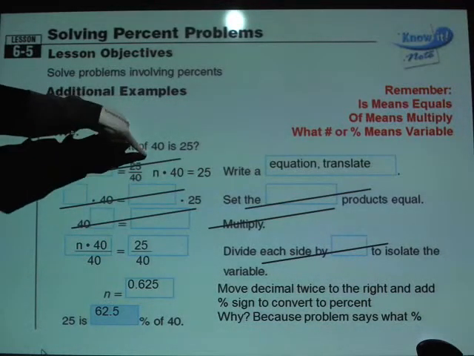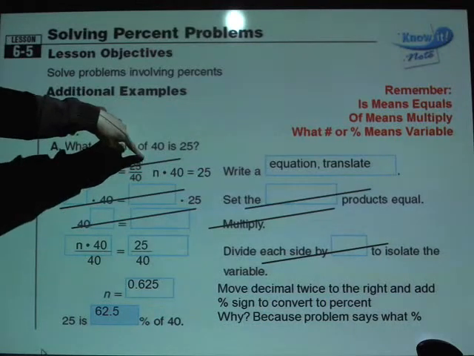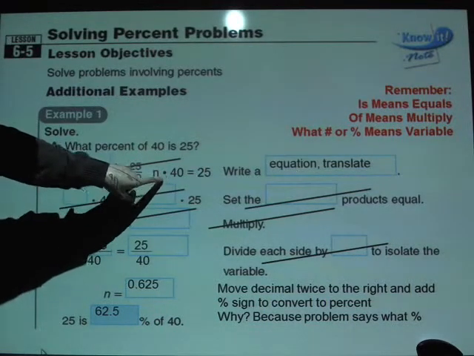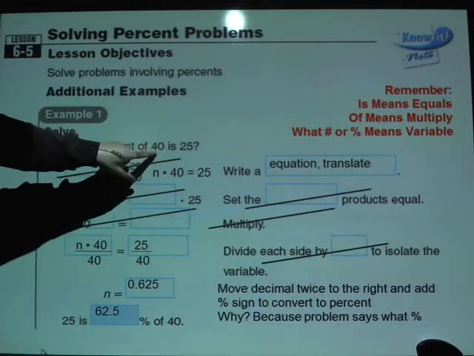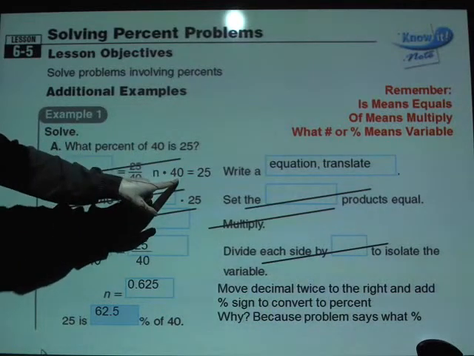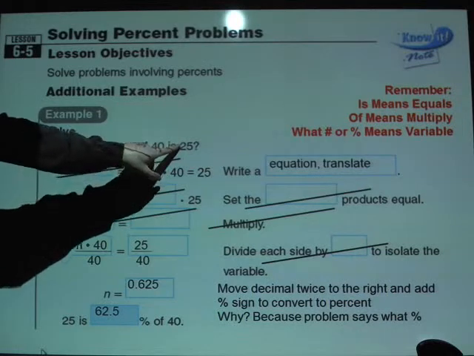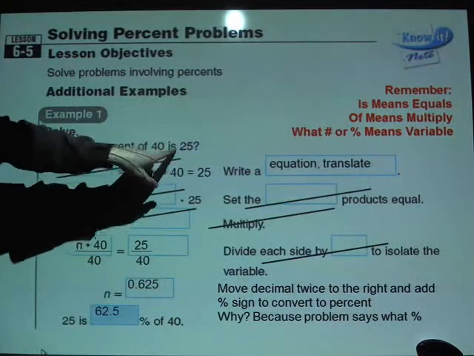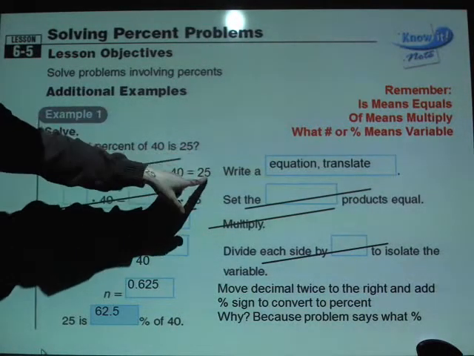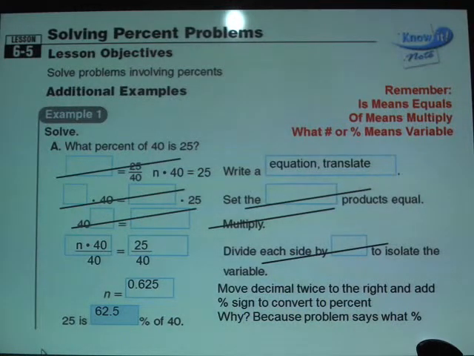Then the next thing I see is the word of. Of is going to translate to multiplication, so I wrote a times sign next. The next thing in the statement is 40, so 40 is going to translate as 40, of course. Is is the next word in the statement. That's going to be equals, so I wrote an equal sign, and 25 is 25. Literally in order, I translated that piece by piece, and you're going to use that same approach in every single question here. Well, as you can see, now when I'm asked to find what percent of 40 is 25, I'm really solving n times 40 equals 25.